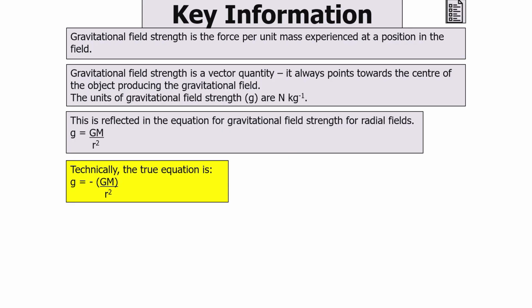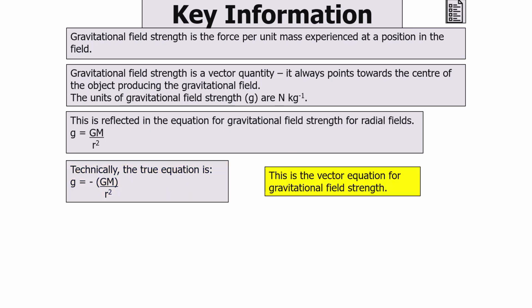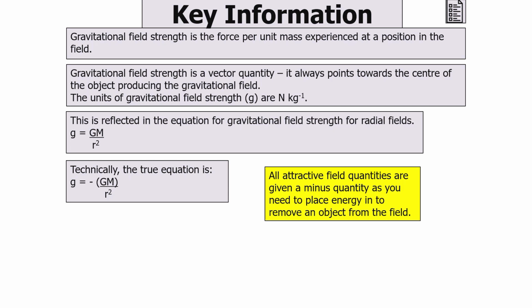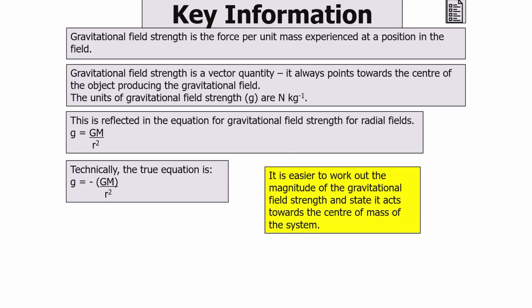Now technically the true equation is g is equal to minus GM over r squared. This is because it's a vector equation for gravitational field strength. All attractive field quantities are given a minus quantity as you need to place energy into it to remove the object from the field. Now it's easier to work out the magnitude of the gravitational field strength and state it acts towards the centre of mass of the system.